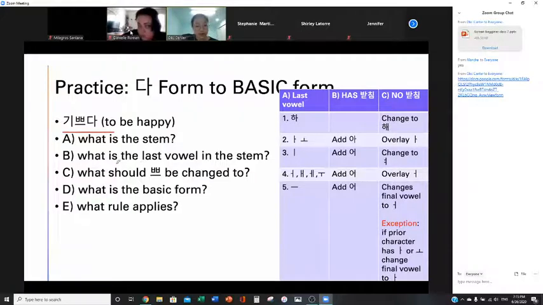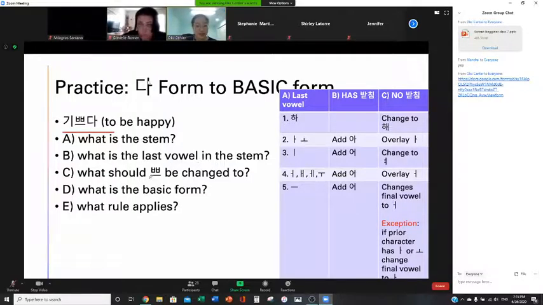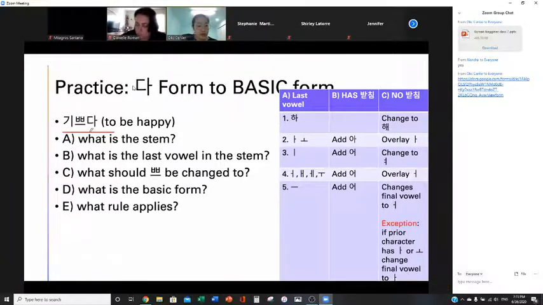I'm going to go over this one, and then the next practice question, maybe we can do it together. So 기쁘다, right? It's asking what is the stem. You remove 다 to be left with the stem. So you have 기쁘. 쁘 is the stem, right? So what is the last vowel in the stem? The last vowel is this one, right?